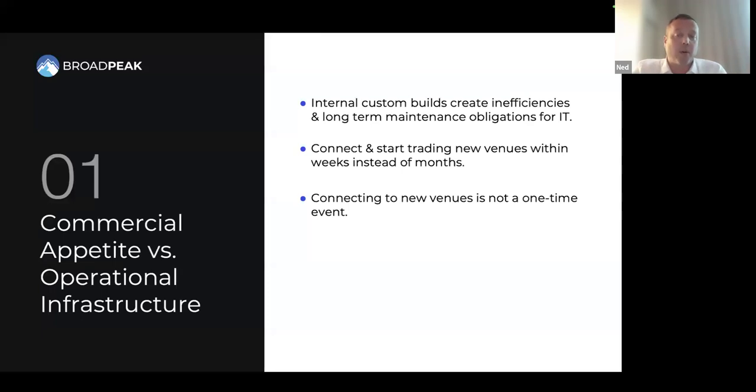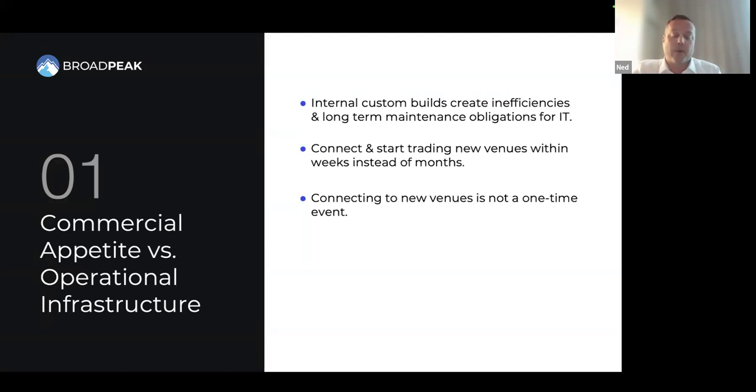Looking at the results of that poll that we just did, the process and timeline of onboarding a new exchange is not necessarily driven by commercial concerns. I think it's often driven by constraints on IT and bandwidth on IT and other groups. And BroadPeak comes into the picture often when companies are onboarding to new exchanges.